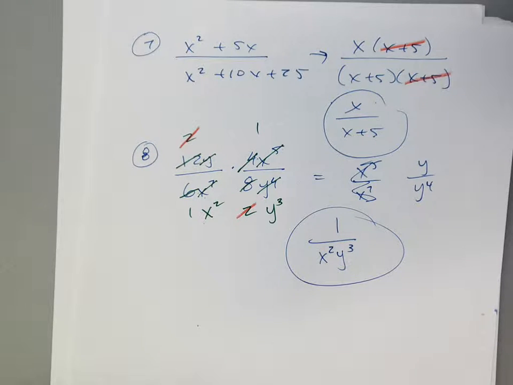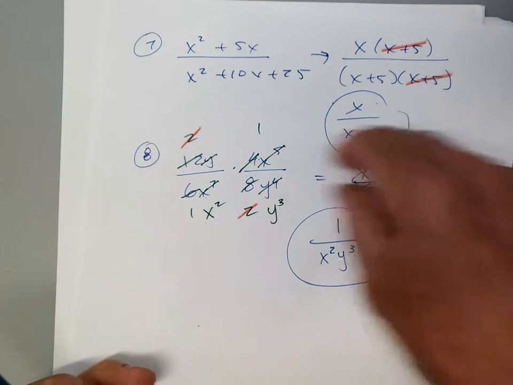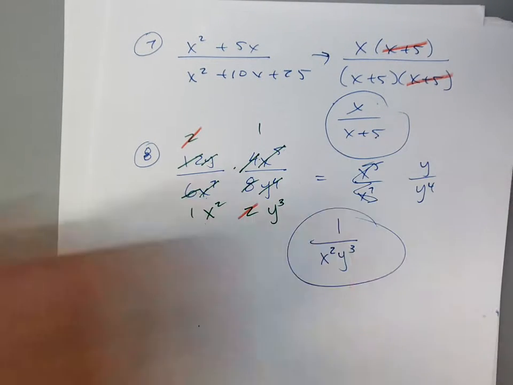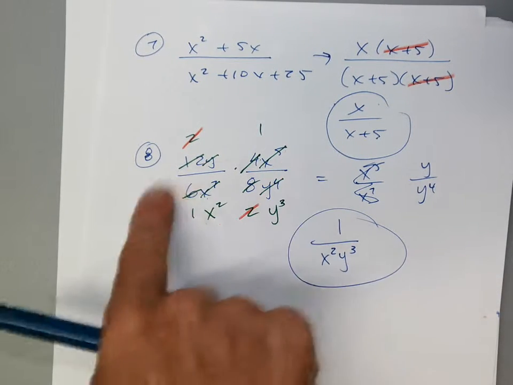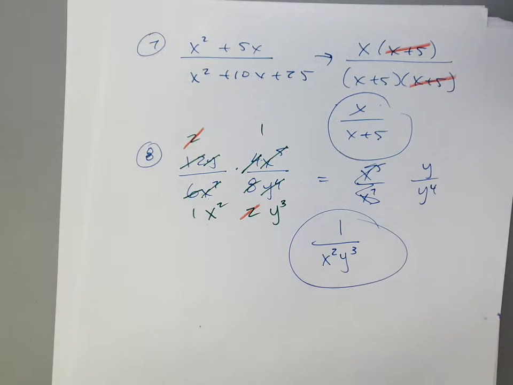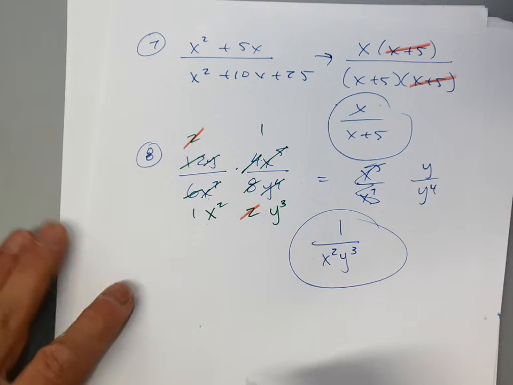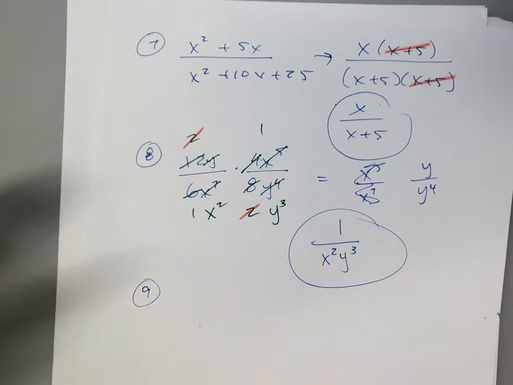Now, another way to do it if this really confuses you is just to multiply straight across, get one big answer over another big answer, and then cancel from there. Does that make sense? I like to cross reduce because for me it's faster. Okay.